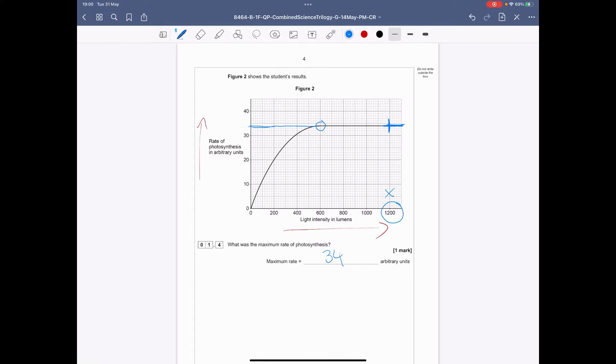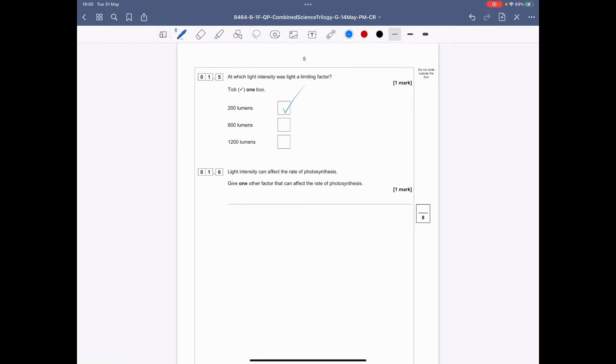Again, at 600, the line is flat, which is where it started to level off. So therefore, it's got all the light that the plant needs. It doesn't matter if you add more to it, you're not going to get more photosynthesis. So therefore, it must be something else that is slowing down the rate of photosynthesis between 600 and 1200. However, at 200, you can see light is having a direct impact. If you have more light, you have more photosynthesis. So therefore, we would say it's at 200 that light is a limiting factor.